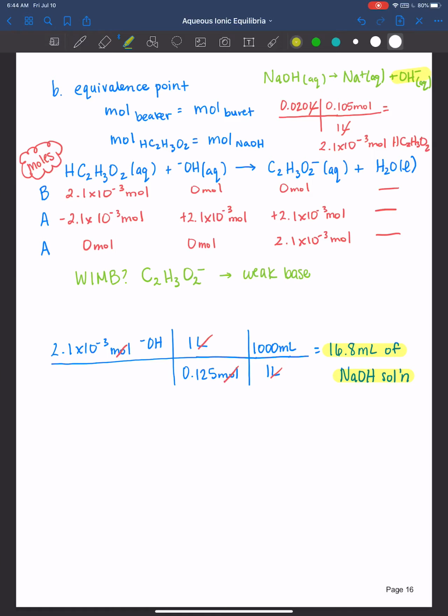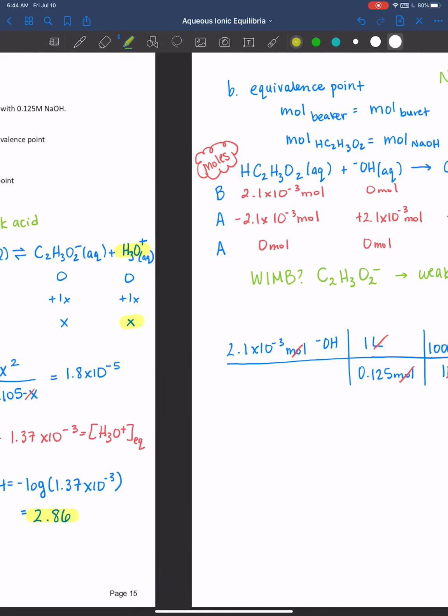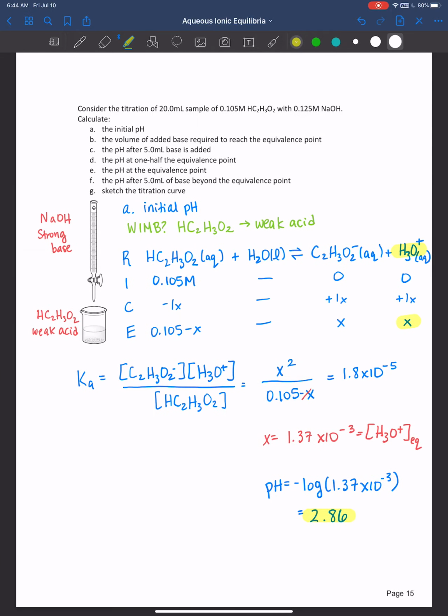All right, so part C is asking for us to calculate the pH after 5 mLs of the base, sodium hydroxide, is added.